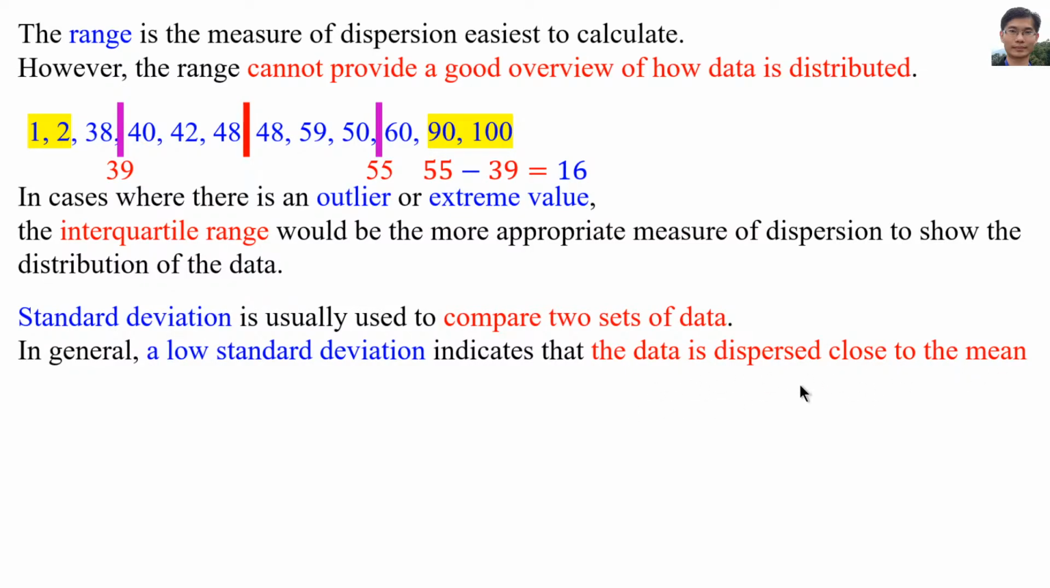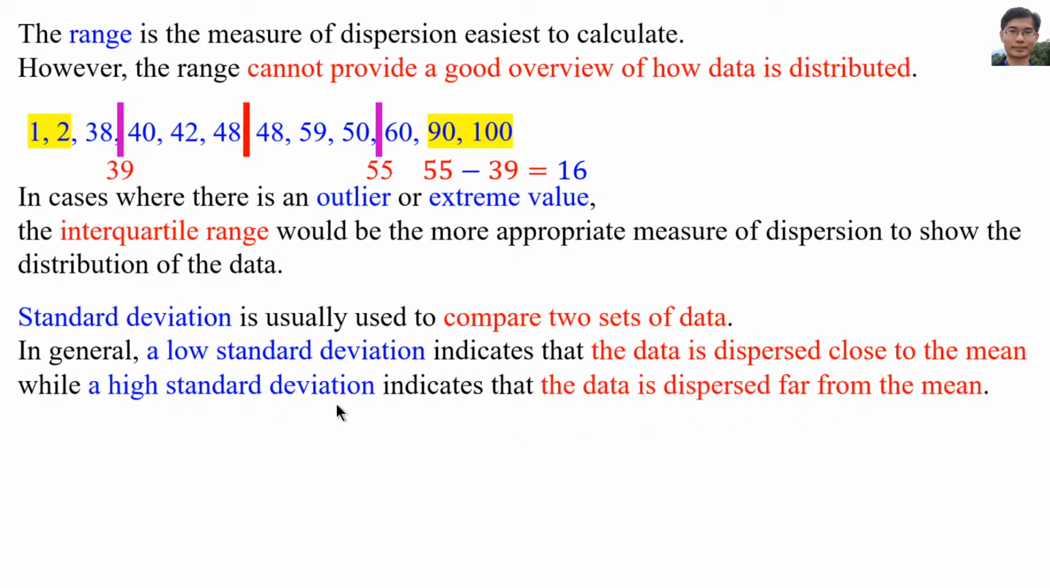Why? Because according to the formula of standard deviation, or we remember that in the formula for variance, we need to minus the mean. Okay, we need to minus the mean and square. So standard deviation is the square root of variance. So a low standard deviation means the data is dispersed close to the mean, but a higher standard deviation means that the data is dispersed far from the mean.